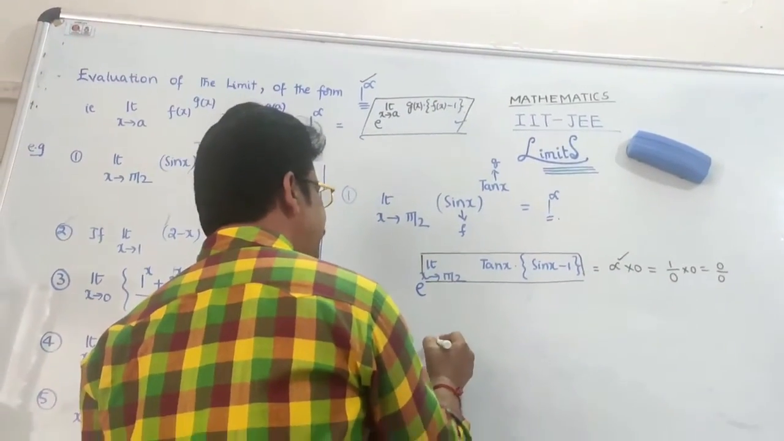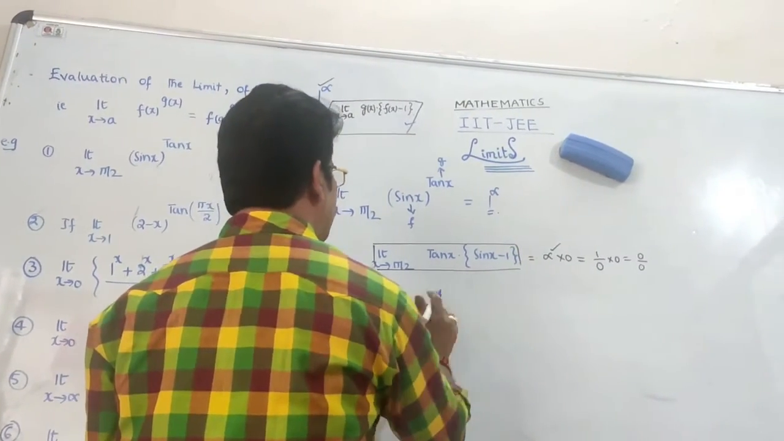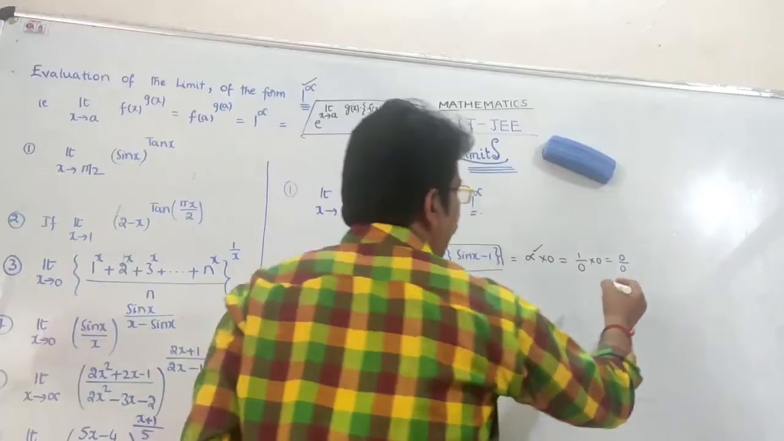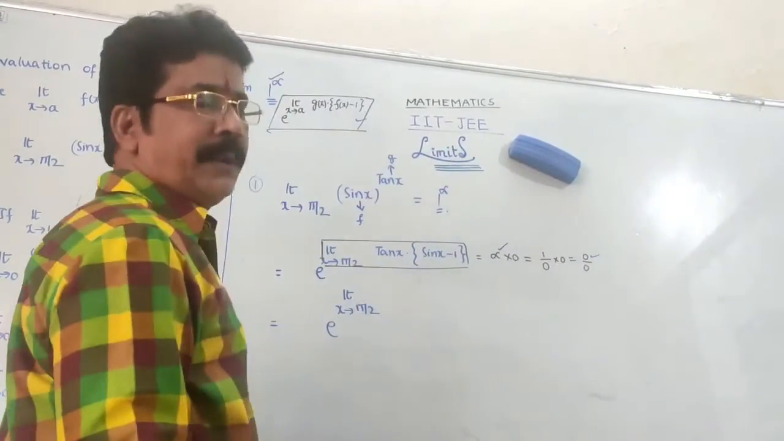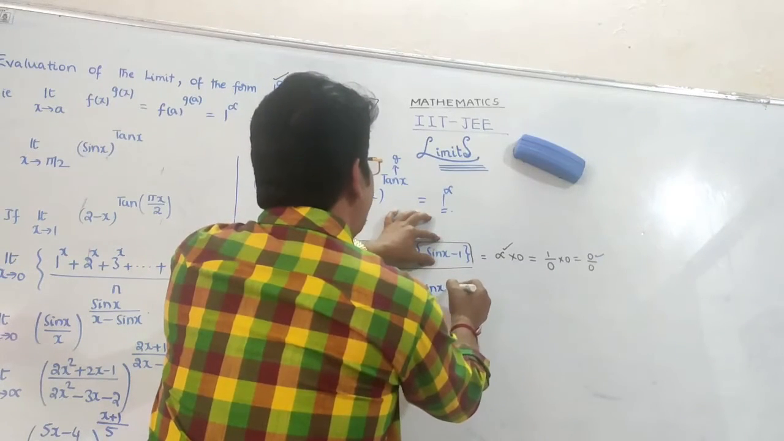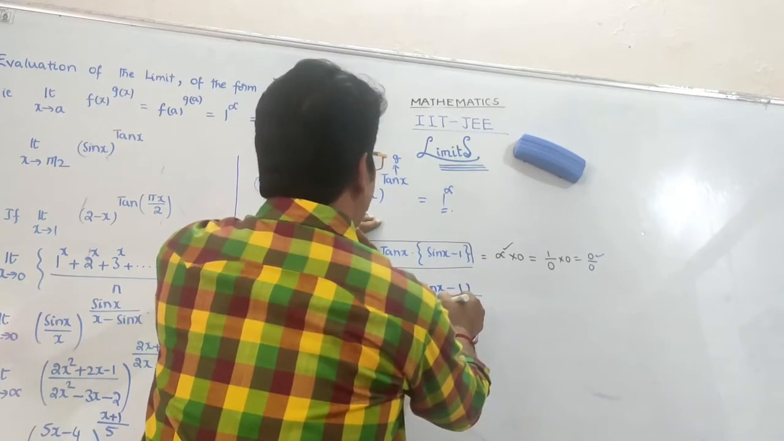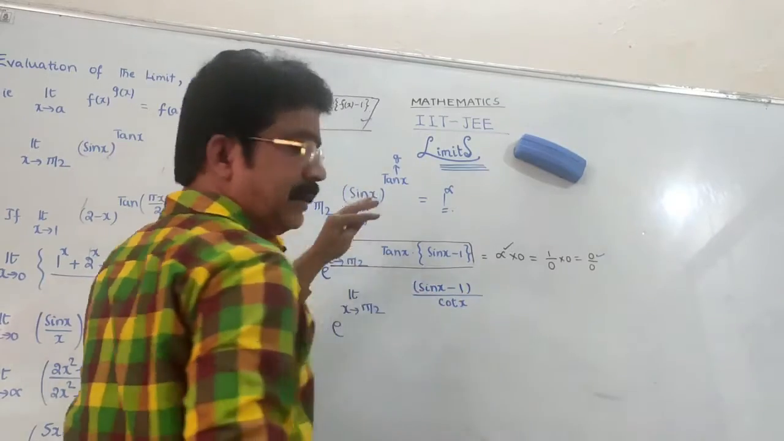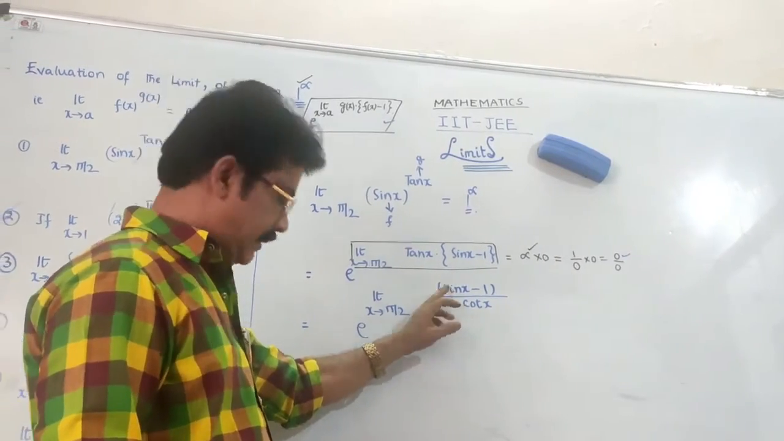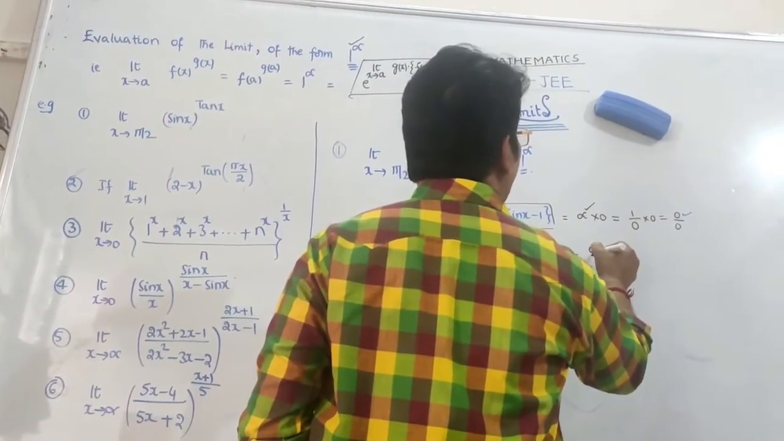So that is equal to e power limit x tends to pi by 2. Here we must get the form 0 by 0, for which I cannot change this. That's why write it as sin x minus 1 divided by 1 by tan x, and 1 by tan x is cot x. Now verify x equal to pi by 2: sin pi by 2 is 1, minus 1 is 0. Next, cot pi by 2 is 0. So it is 0 by 0.